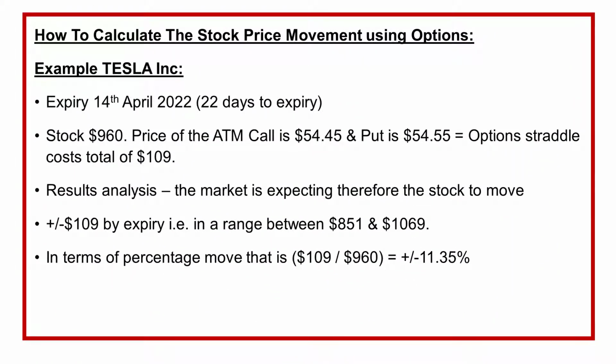Here's that example taking the First Trade data for Tesla. Remember, the expiry about 22 days out, so we picked the 14th April 22 expiry date. Stock price 960, call and the puts together $109. Result of all that lot means the price can move by $109 in either direction, which gives us a range between $851 and $1,069. And in terms of actual percentage move, that is plus minus 11.35% over the next 22 days. So a reasonable move there, and that would indicate to me that, definitely worth playing Tesla as a stock.